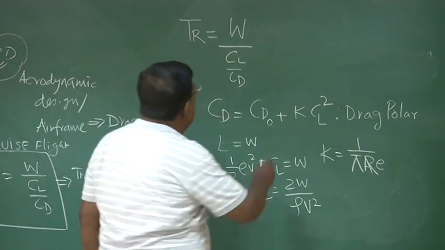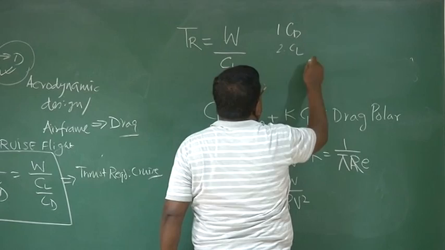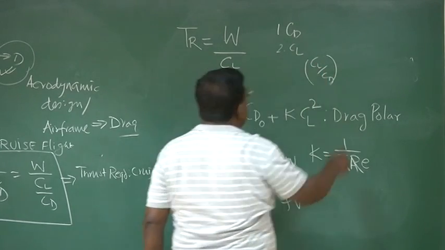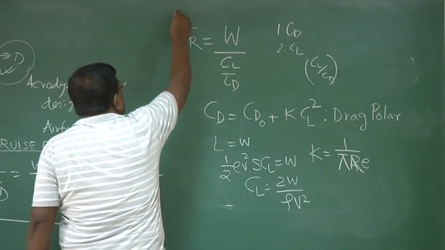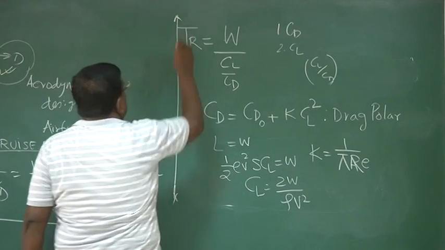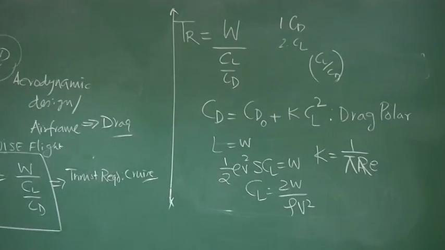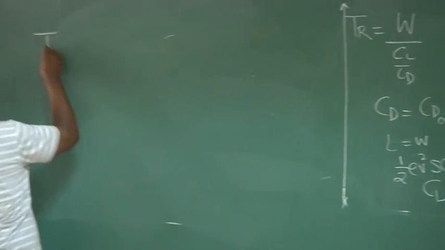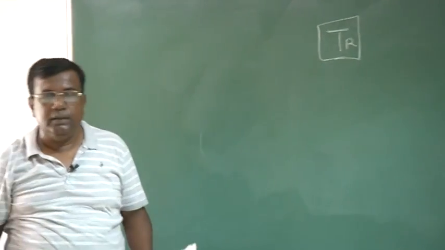Okay? So what is that? I know CD, I know CL, so I can find out CL by CD. It is as straightforward, and I can use this expression: W by CL by CD is thrust required. But the story doesn't end here. We have to give more insight into this expression so that a designer can handle this situation. Let us ask ourselves, why do I need thrust required? Our aim is that we require thrust just to balance the drag.